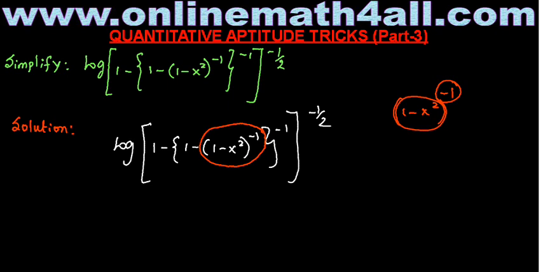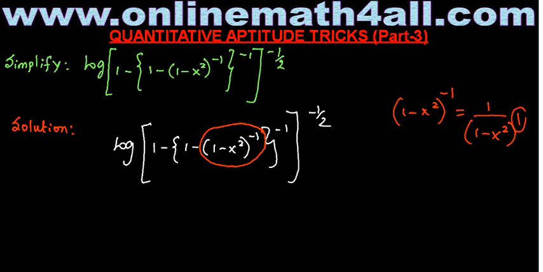For example, you have a to the power negative 1. I'm going to change this negative 1 to positive 1. Then we have to write the reciprocal of a, that is 1 over a to the power 1, because this negative 1 has become positive 1. The same thing I am going to apply for 1 minus x squared to the power negative 1. I change this power to positive 1, then take the reciprocal. It will be 1 over 1 minus x squared to the power 1.